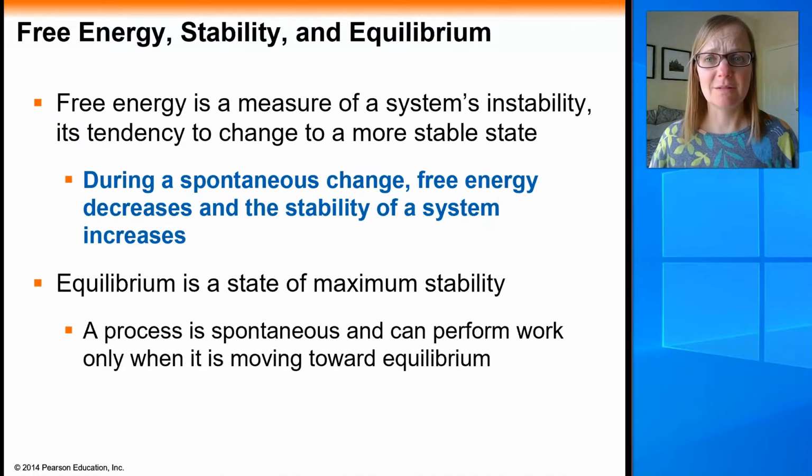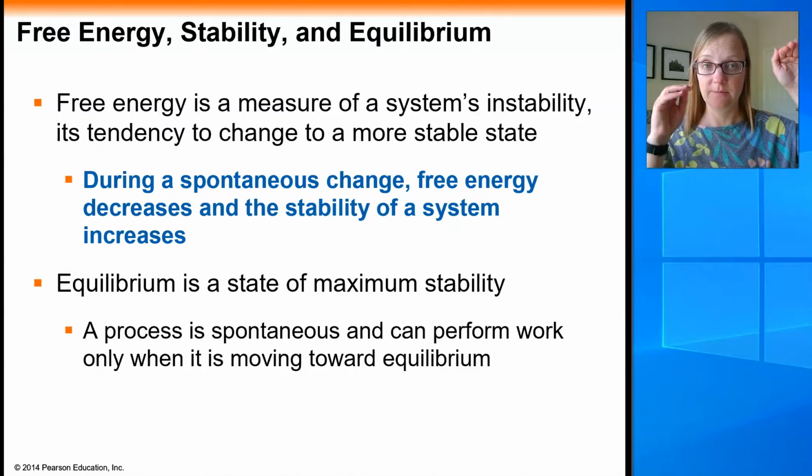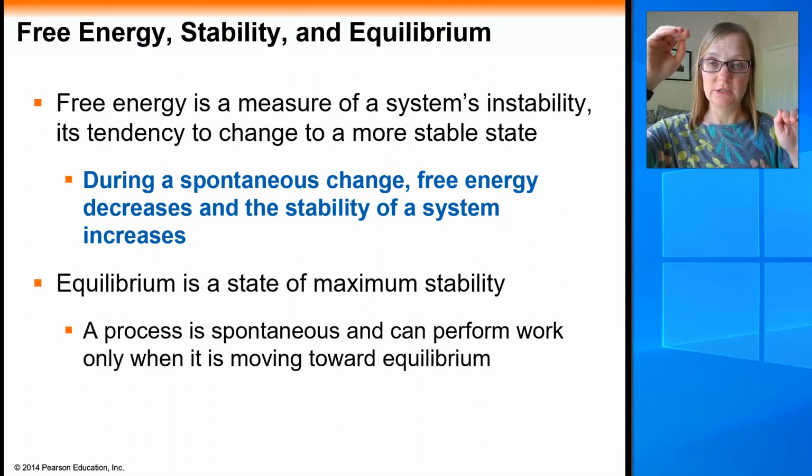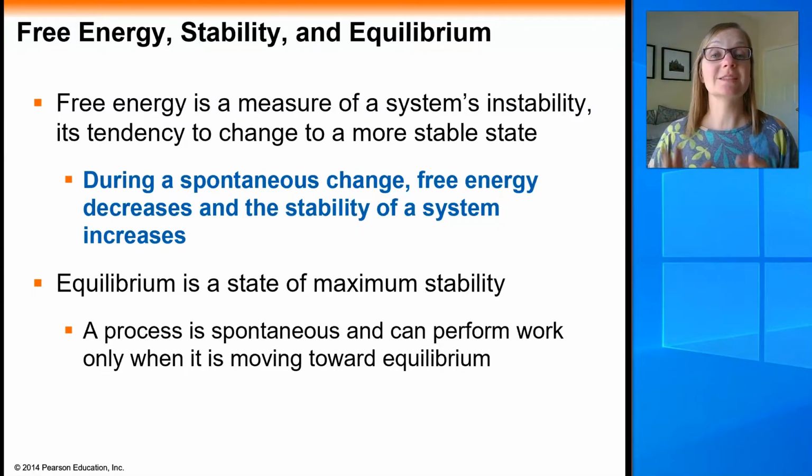In the surrounding environments, within your body, doesn't matter, any system is going to want to reach a maximum state of stability. And a maximum state of stability means lowest energy. So a system that has a lot of energy, but low stability, is going to want to change so that it reaches a state of low energy, but maximum stability. During this spontaneous change, free energy is going to decrease and the stability of the system increases until that system reaches that maximum state of stability, which we call equilibrium.